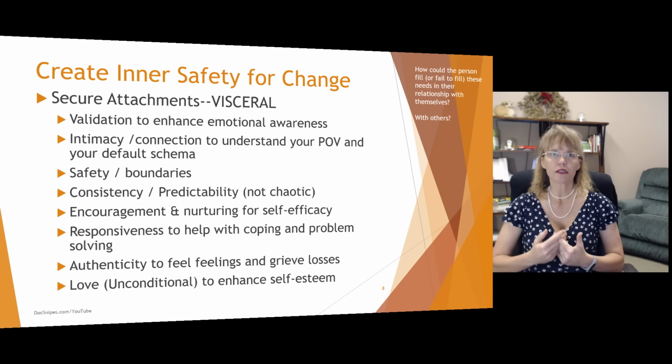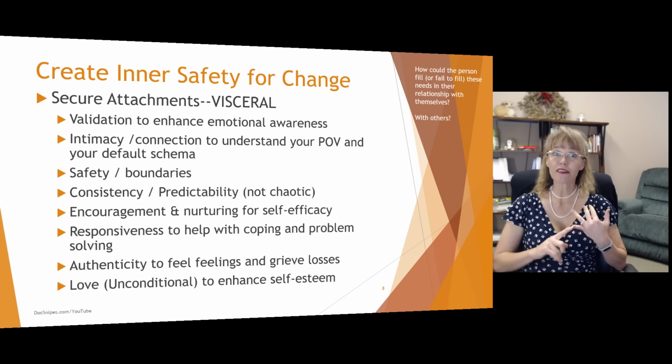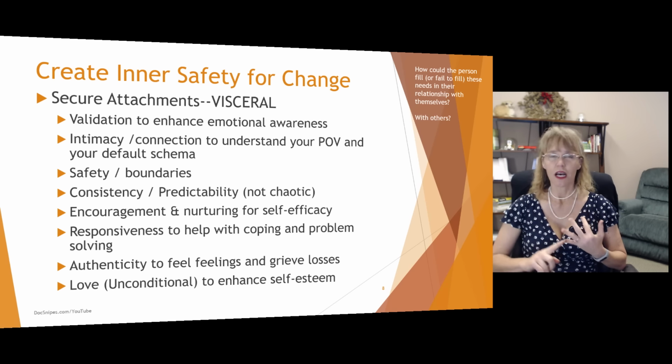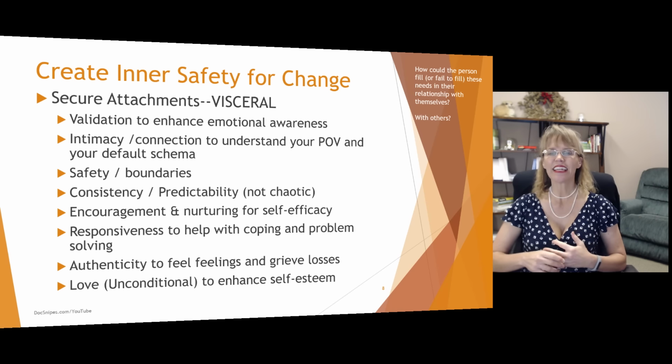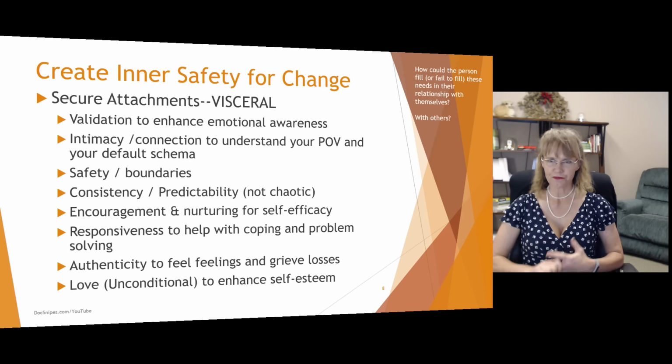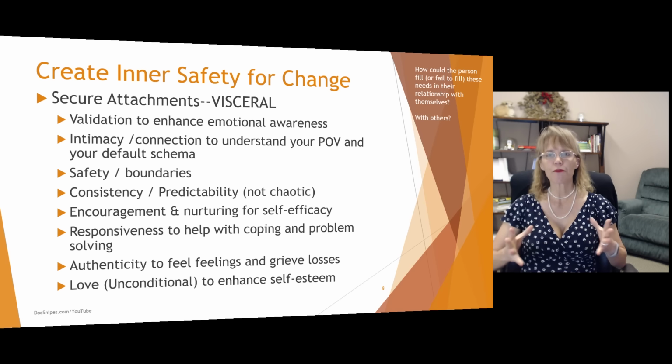When we start creating this secure attachment with ourselves, number one, we're modeling to other people what we deserve. Number two, we're learning what we deserve. And number three, we're creating our first potentially healthy relationship. So consistency and predictability is really important.